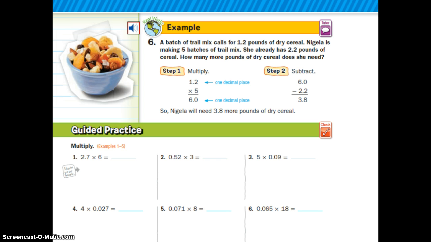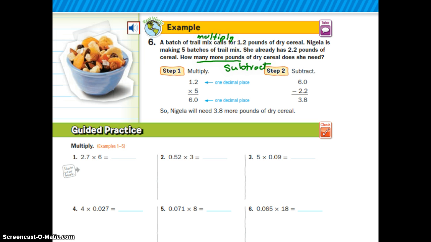All right, in number 6, we have a word problem. A batch of trail mix calls for 1.2 pounds of dry cereal. Nagela is making 5 batches of trail mix. Ooh, right here we have a multiplication problem, right? In this very first part of this, we're going to multiply. She already has 2.2 pounds of cereal. How many more? Ooh, then we have a subtraction.